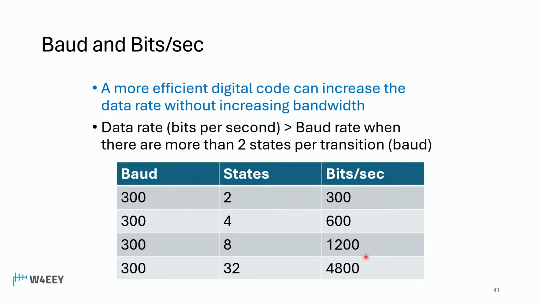So here's an example. At 300 baud, be 300 changes of something per second with 2 states. That's 300 bits per second. If we can represent 4 states, that doubles, all the way up to 32 states, 4800. So you can see that a more efficient digital code can increase the data rate without increasing the bandwidth, by assigning a different number of bits to each one of those states.